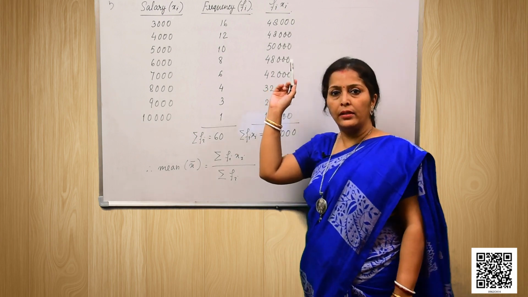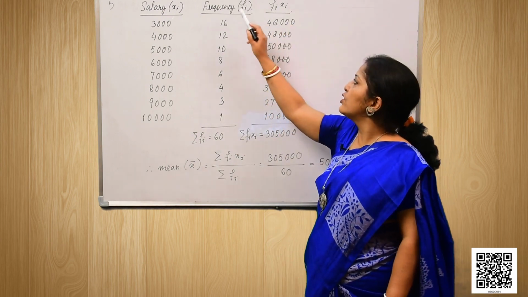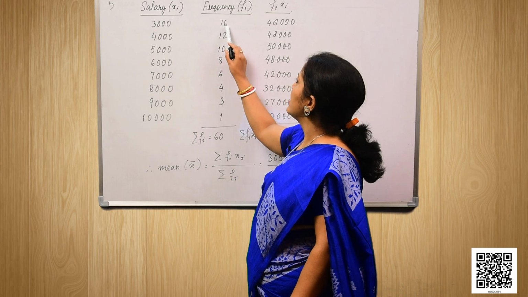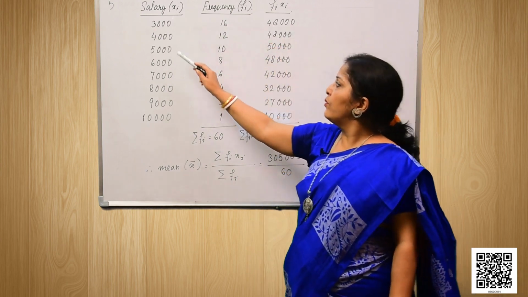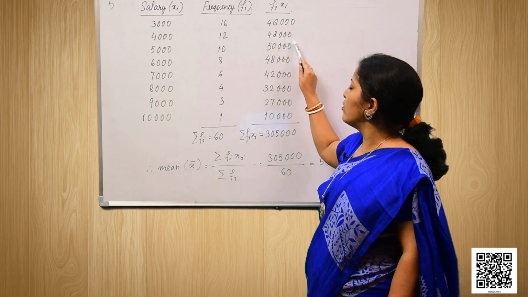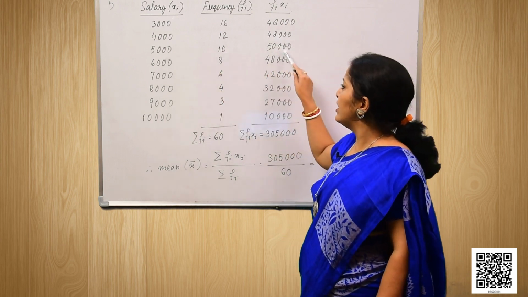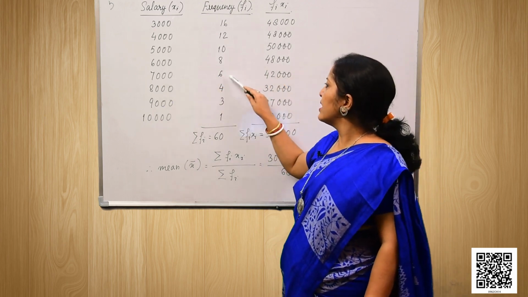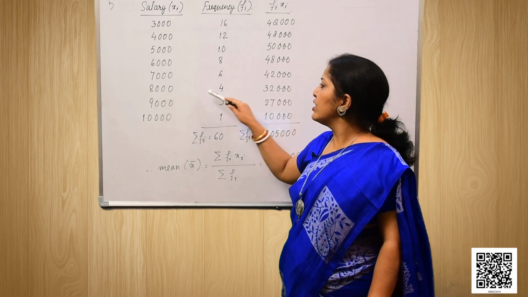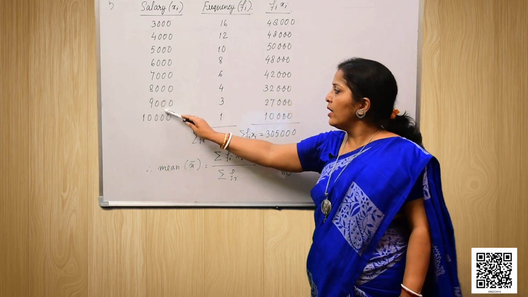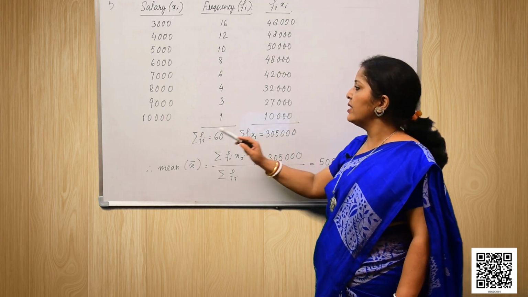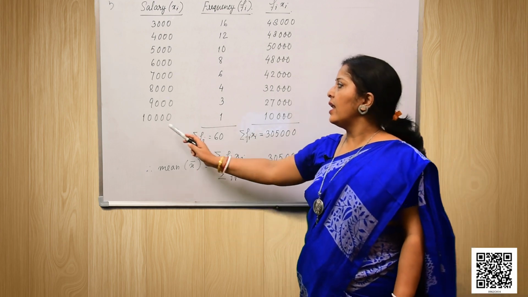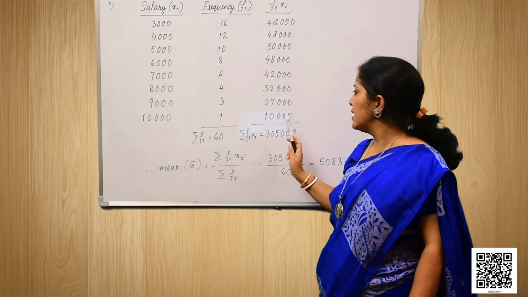Next we make another column which will be the product of these two, that is fi into xi. That means 3000 into 16 which is 48,000, then 4000 into 12 is 48,000, then 5000 into 10 is 50,000, 6000 into 8 is 48,000, 7000 into 6 is 42,000, 8000 into 4 is 32,000, 9000 into 3 which is 27,000, and the last one 10,000 into 1 which is 10,000.